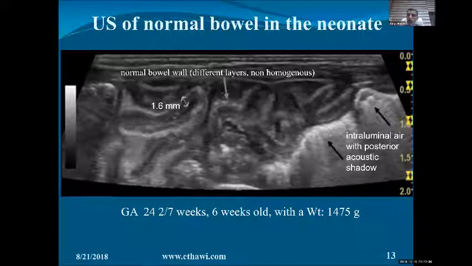Okay? And also when you start, so this is the line. And you can see here, you can see air in the lumen. And when you see air in the lumen, you'll see a comet tail. Okay? You can see shadow.